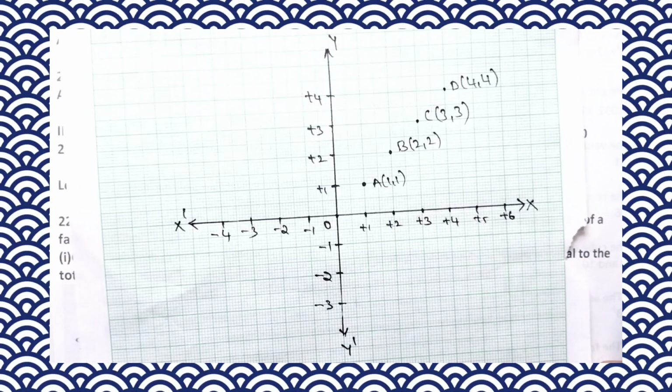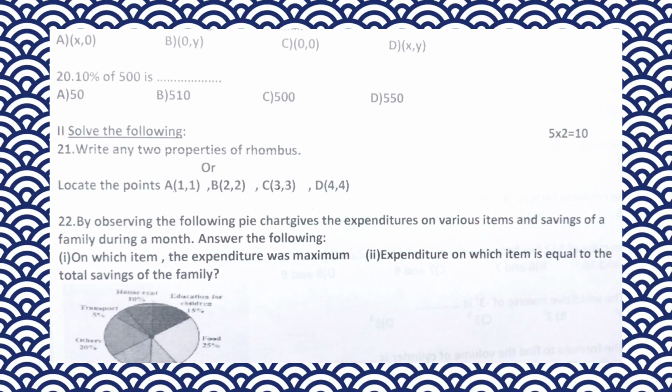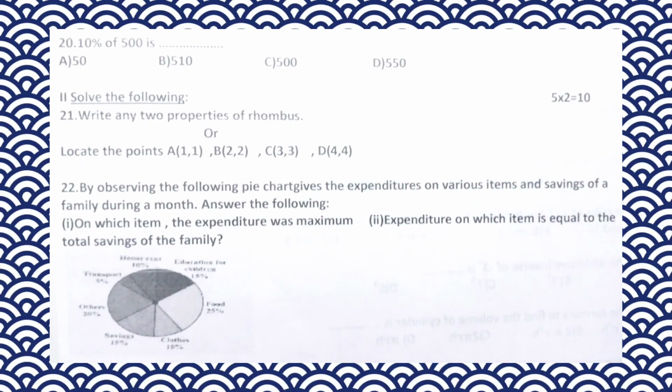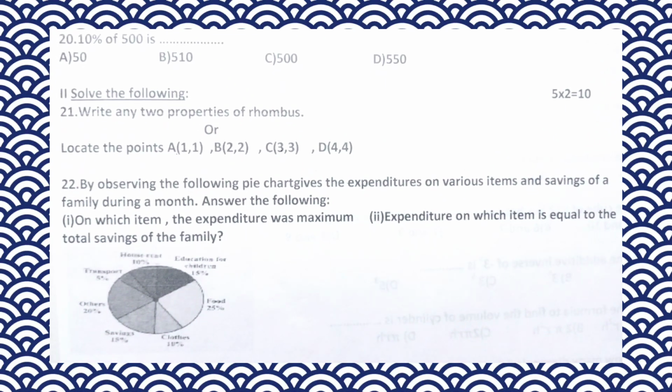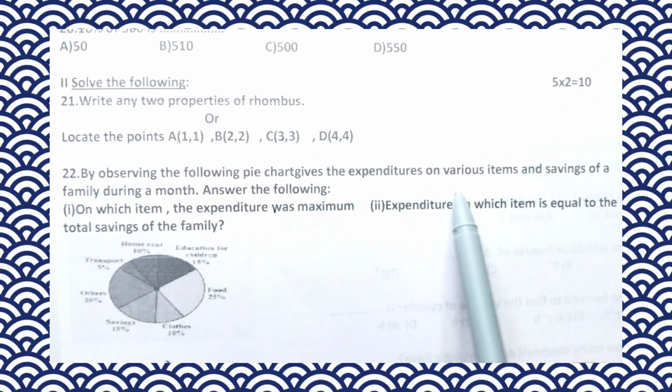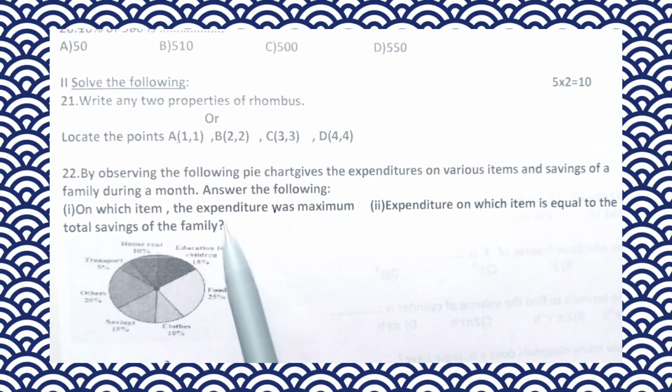Now let us move to the next question, that is the 22nd question: by observing the following pie chart, which gives the expenditure on various items and savings of a family during a month, answer the following: on which item the expenditure was maximum, and second, expenditure on which item is equal to the total savings of the family.